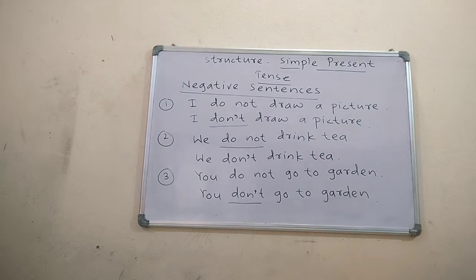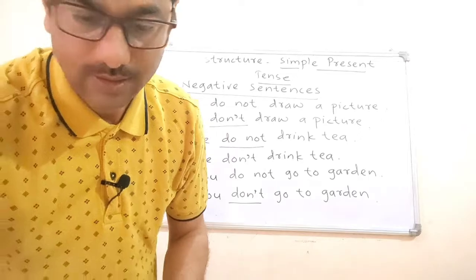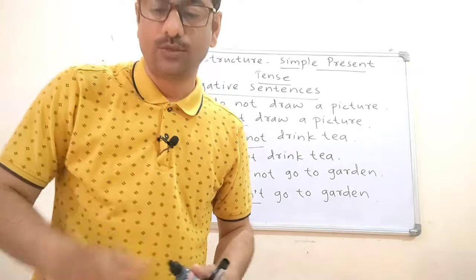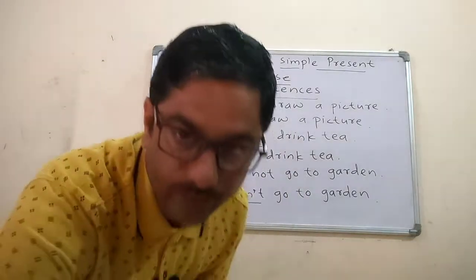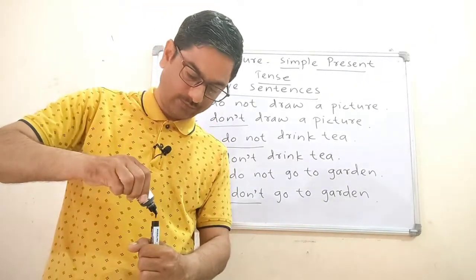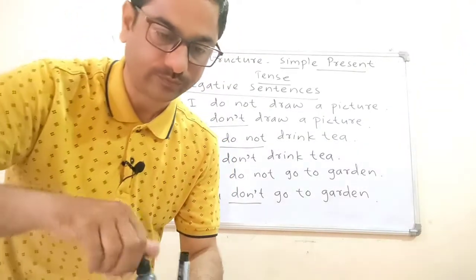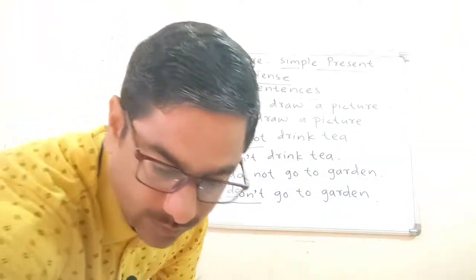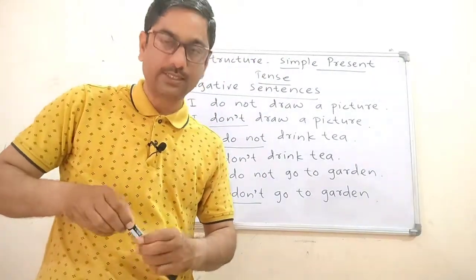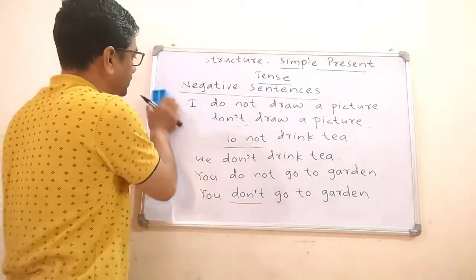Wait for 1 minute. I will put some ink in the pen. So we are studying negative sentences and we are adding don't or doesn't. Now we will study a sentence with he as a subject.